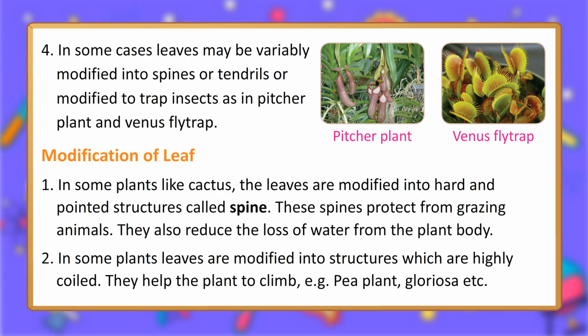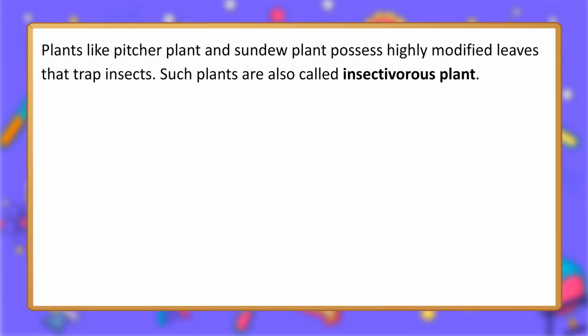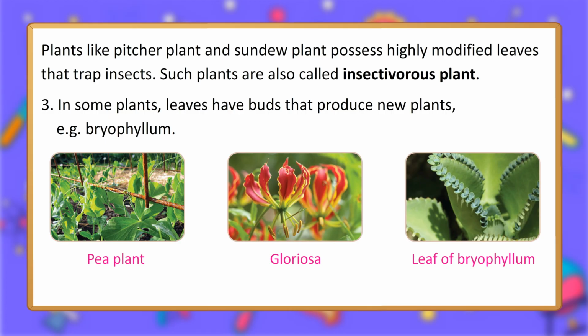2. In some plants, leaves are modified into structures which are highly coiled. They help the plant to climb. For example, pea plant, gloriosa, etc. Plants like pitcher plant and sundew plant possess highly modified leaves that trap insects. Such plants are also called insectivorous plants. 3. In some plants, leaves have buds that produce new plants. For example, bryophyllum. Gloriosa. Leaf of bryophyllum.